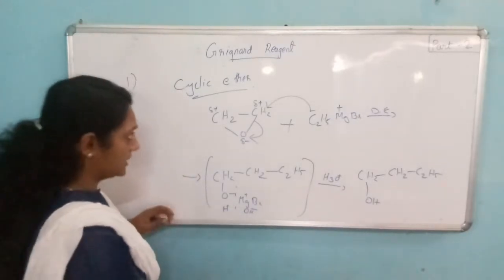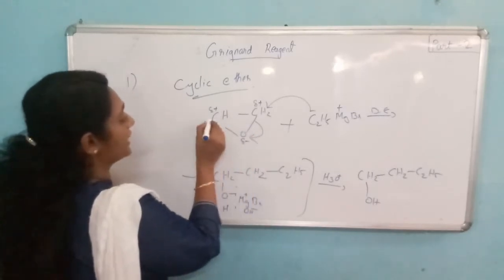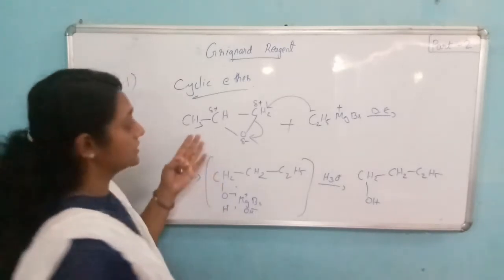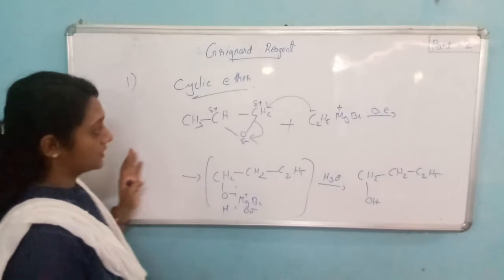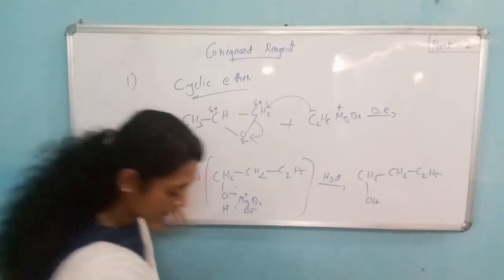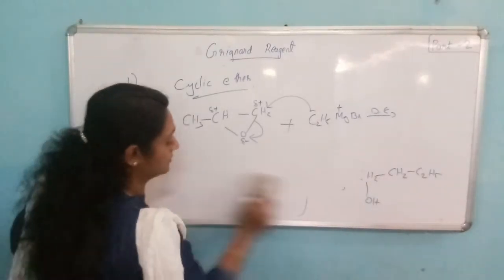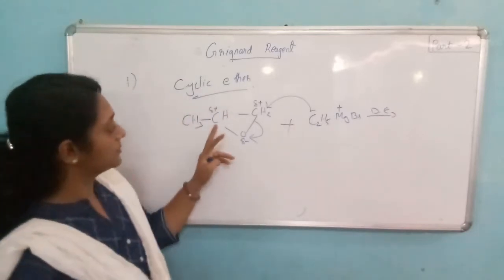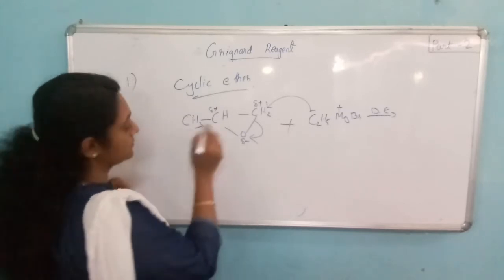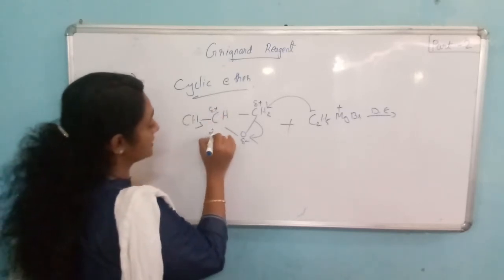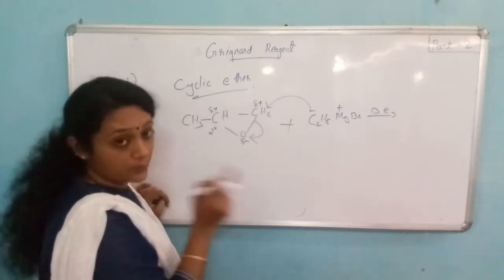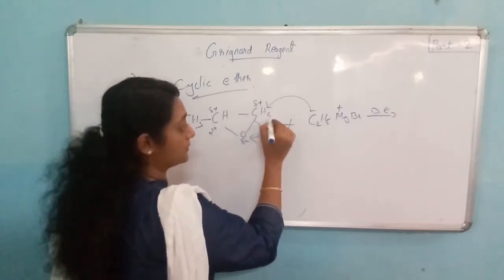And next, if we replace one of the hydrogens with a methyl group CH3, then what will be the product? This is an unsymmetrical cyclic ether. See, this carbon is attached to two other carbon atoms. Therefore, this carbocation is a secondary carbocation, and this carbon is attached to only one carbon. Therefore, it is a primary carbocation.